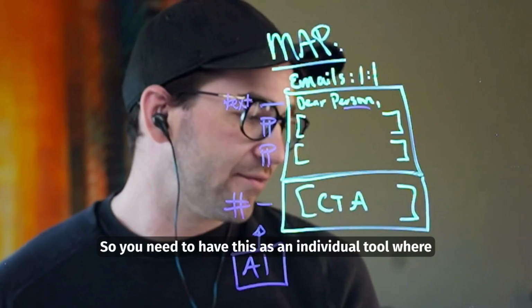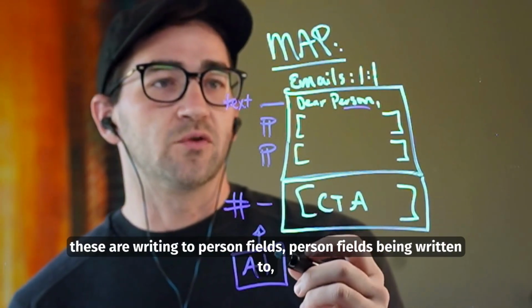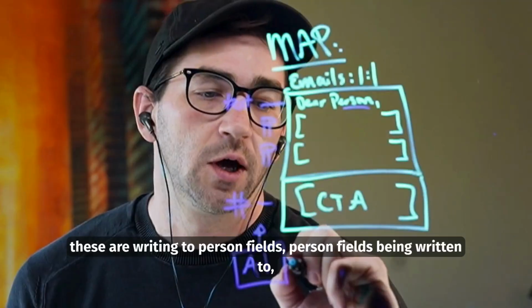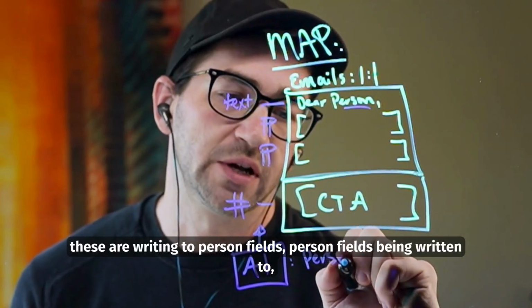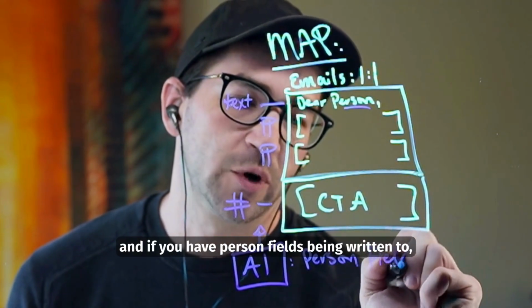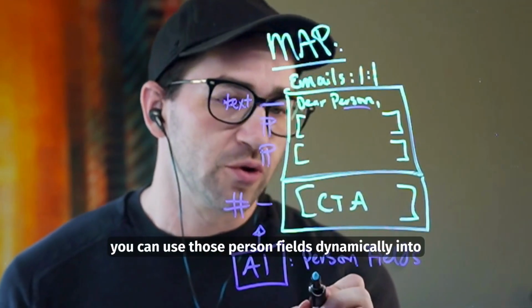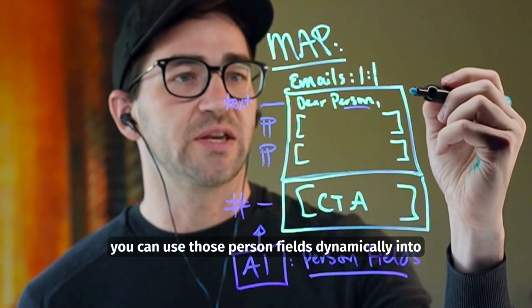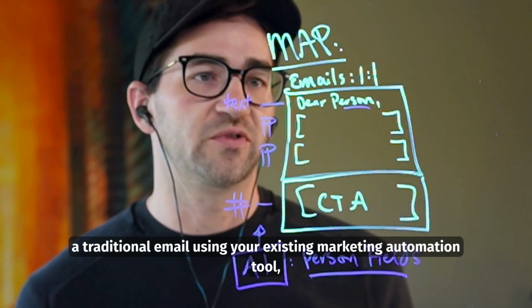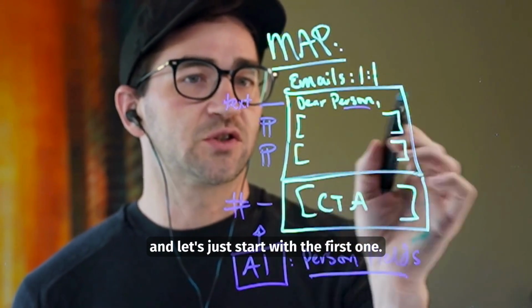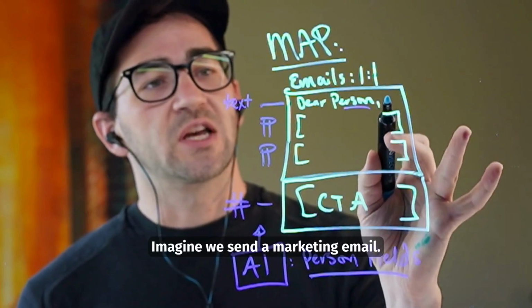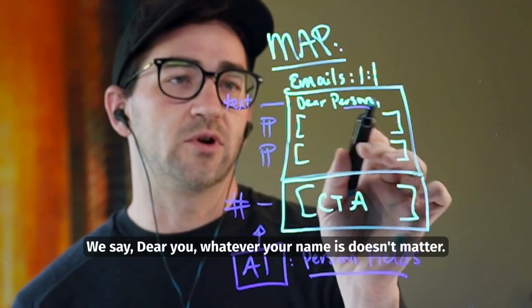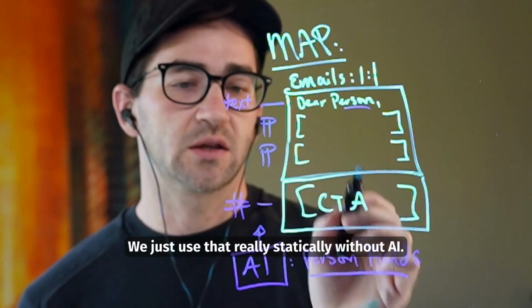So you need to have this as an individual tool where these are writing to person fields. Person fields being written to. And if you have person fields being written to, you can use those person fields dynamically in a traditional email using your existing marketing automation tool. And let's just start with the first one. Imagine we send a marketing email. We say, dear you, whatever your name is, doesn't matter. We can just use that really statically without AI.